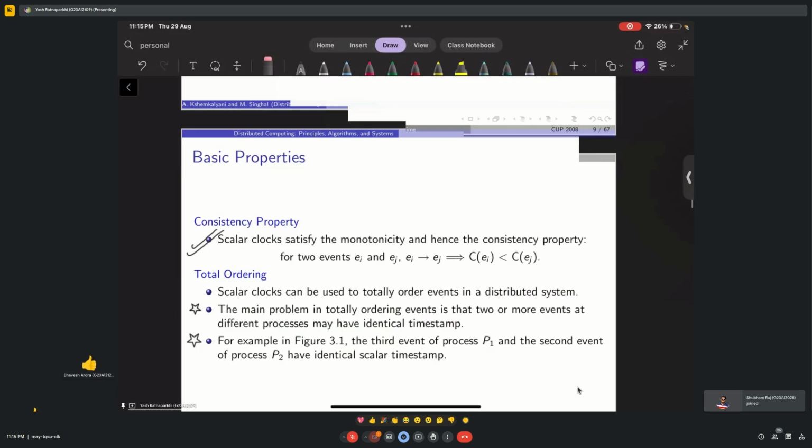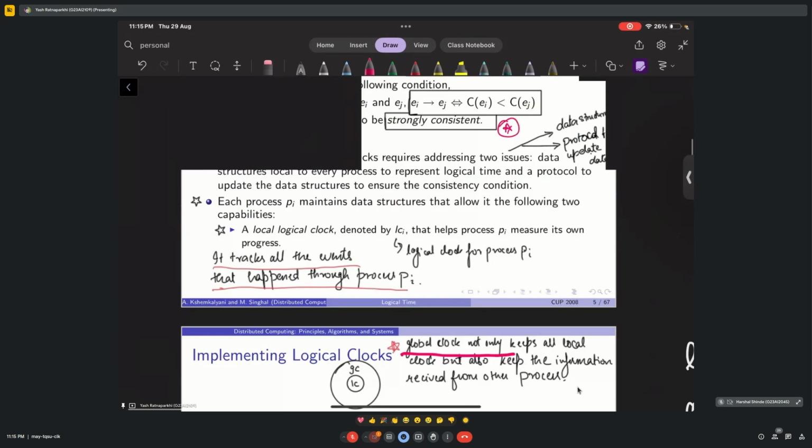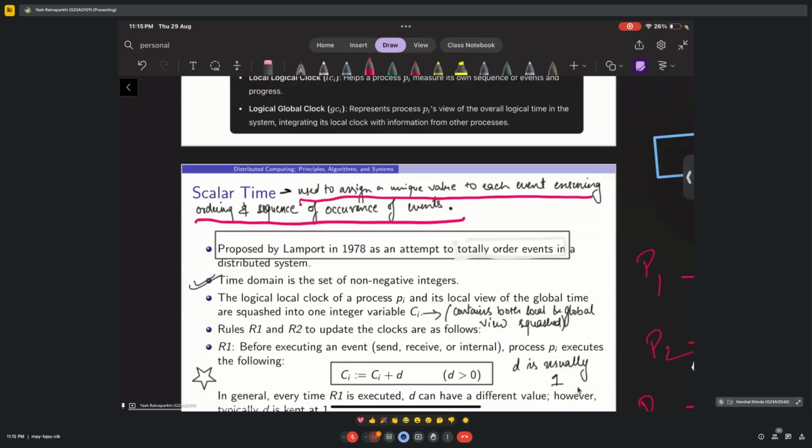Okay, let's go ahead. Now there are some basic properties that we need to ensure for scalar timing. One is the consistency property. If you remember, a few slides earlier, it was written strongly consistent. I told you that this would be an important factor later on. Just coming to that point now.